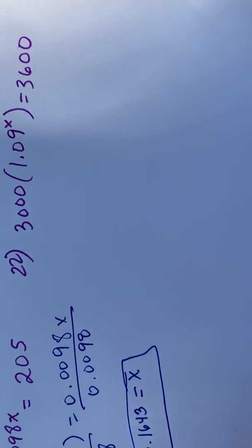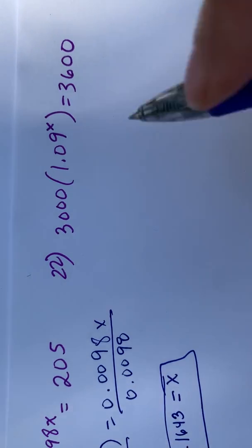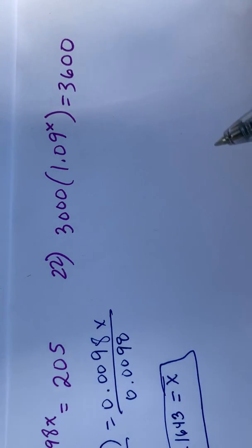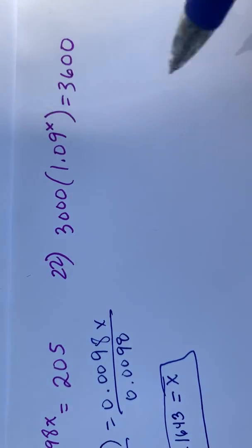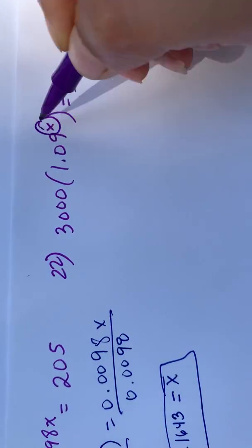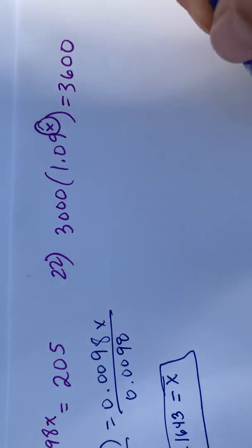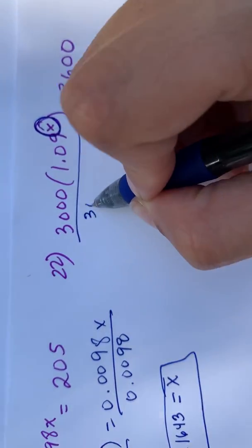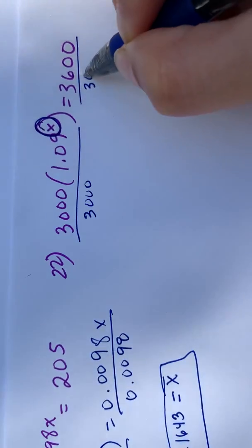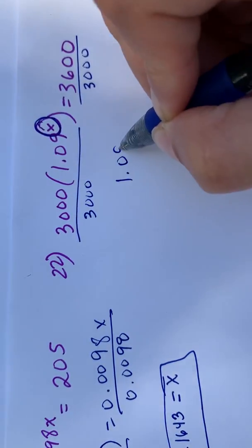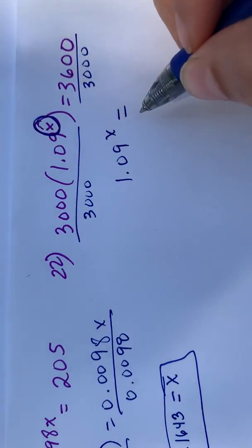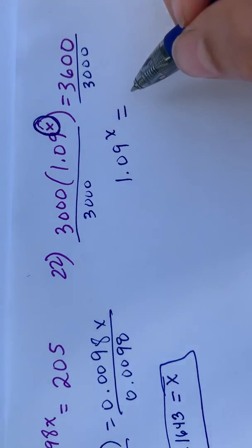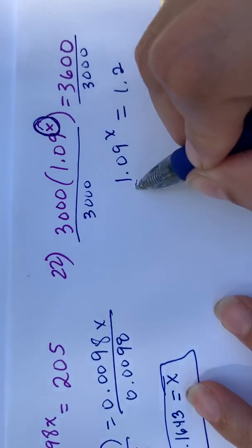Let's go ahead and wrap up in this video. I know it's going to be a little bit longer. Number 22 of exponential equations. So again, kind of complicated here, but hopefully by now you've gotten much faster at this. The variable, the x is trapped in the variable, so I need to isolate. So I would divide both sides by the 3,000. So I get 1.09 to the x power equals 3,600 divided by 3,000, and you get 1.2.